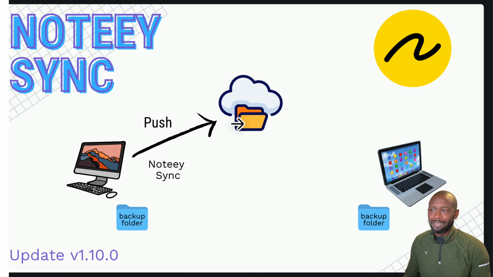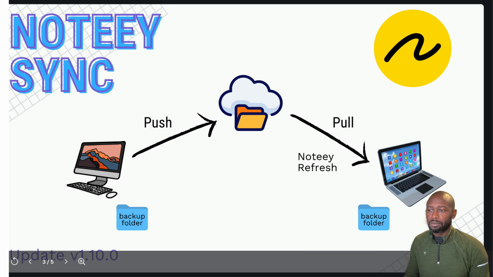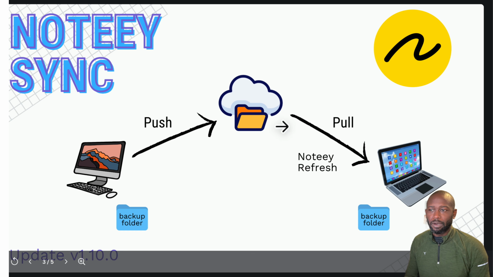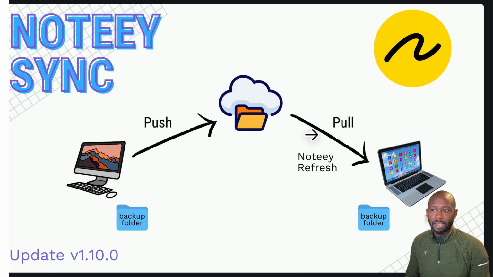Once that is synced to the cloud storage, then from the other device that also has Noteey on it and is at the right version, you will set up the sync, and then you will do a Noteey refresh, and that will pull it down over here. And once it pulls it down, it will overwrite anything that was already there in that Noteey application and put it to the state of what was synced to the cloud.